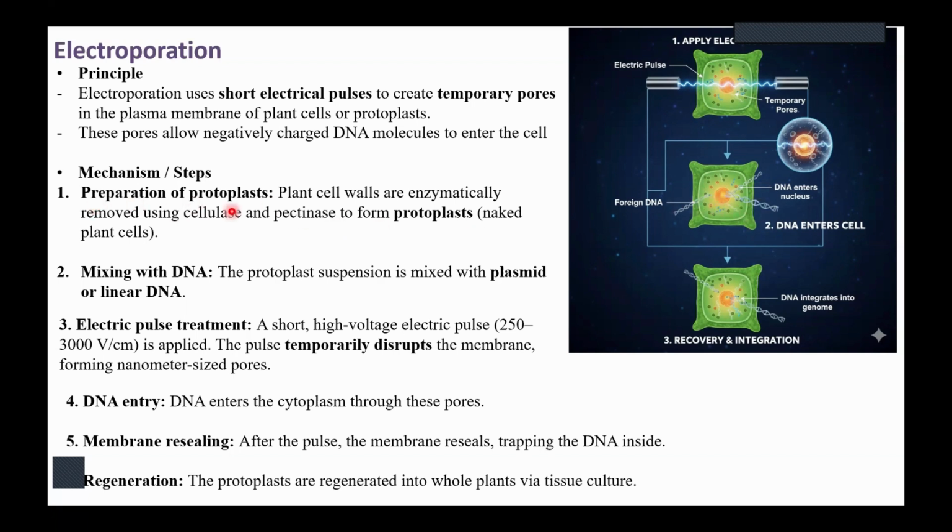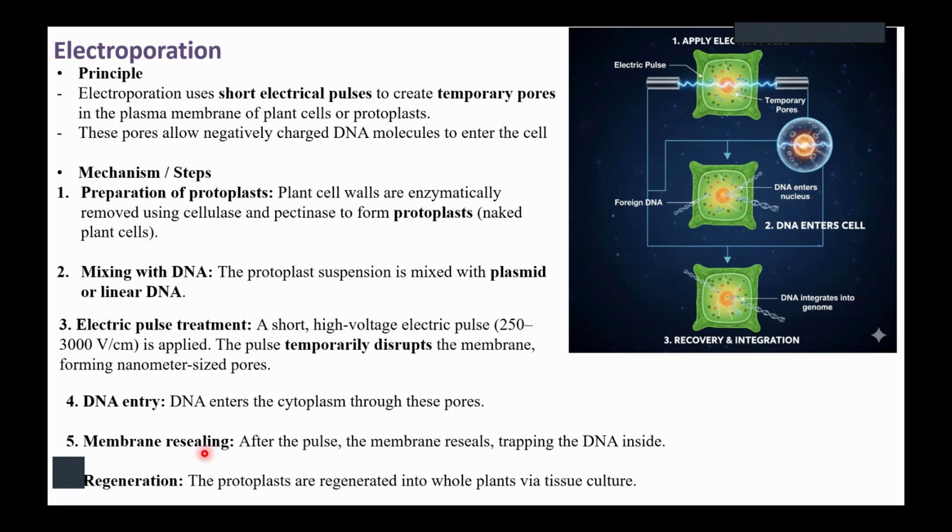So we will prepare the protoplast. We can remove the cell wall of the plant cells by using enzymes such as cellulase or pectinase. We mix the DNA along with the cells and subject the cells to electrical pulses. The conditions mentioned here are 250 to 3000 volts per centimeter, which temporarily creates disruptions in the membrane. The DNA now present in the surrounding or extracellular region can enter the cell through these pores.